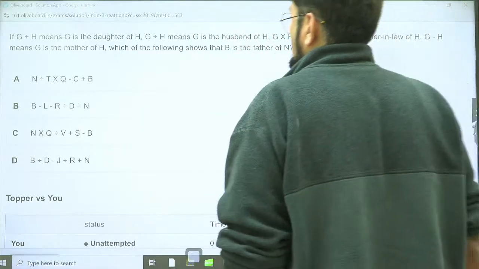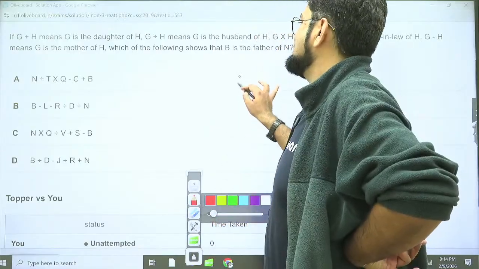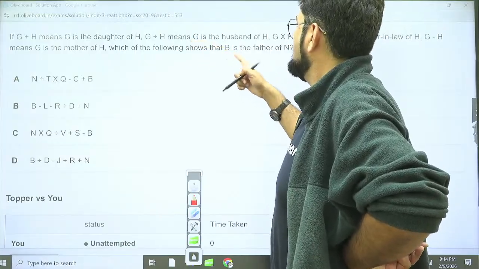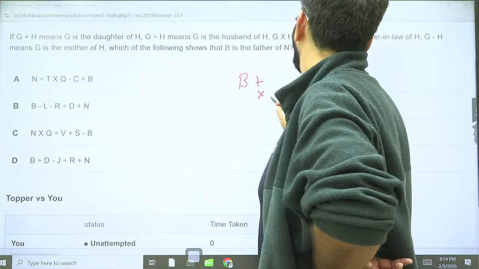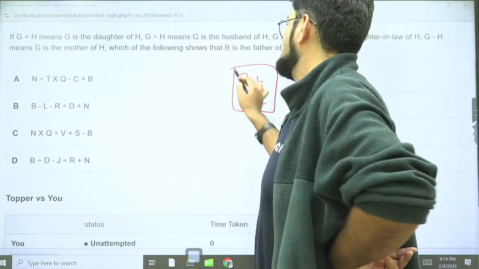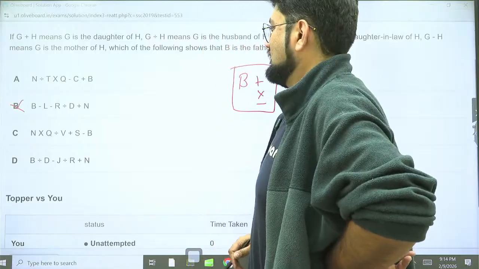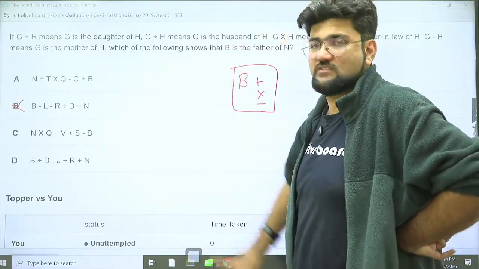So of course you will eliminate the options where B is not a male member, because it is given that B is a father. So B cannot be a female. So what all signs cannot come after B? You will say that plus cannot be there after B, into cannot be there after B, and minus also cannot be there. So after B we cannot have these signs. So B plus is not there, but B minus is here, right? And that's it. For B, after B we have only one option which is eliminated.